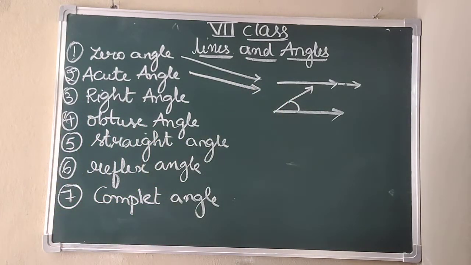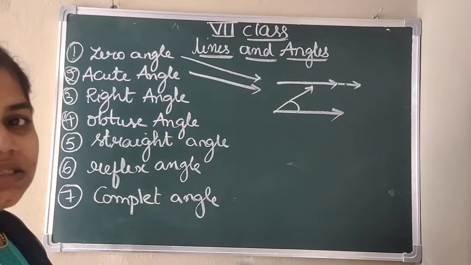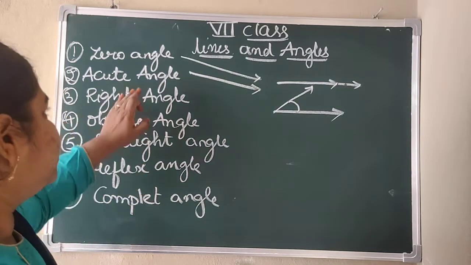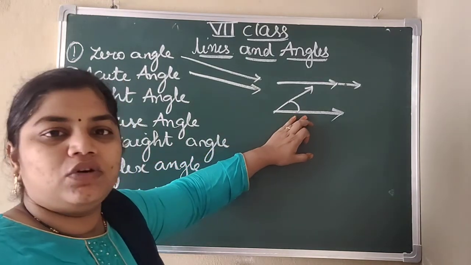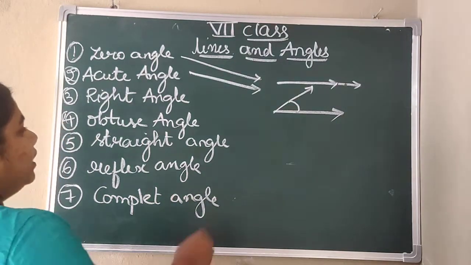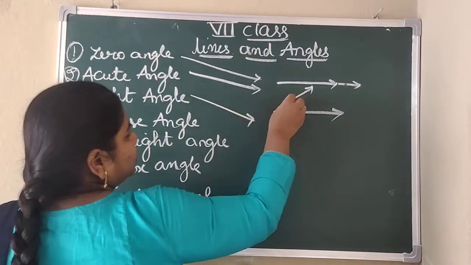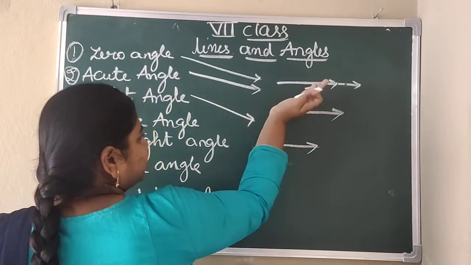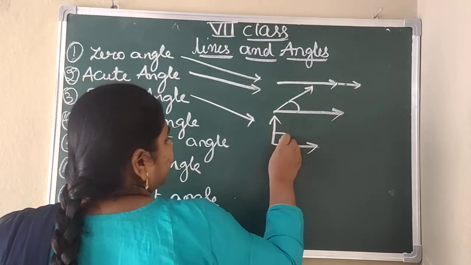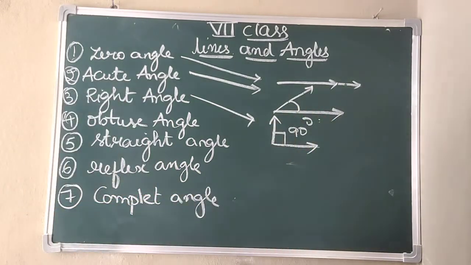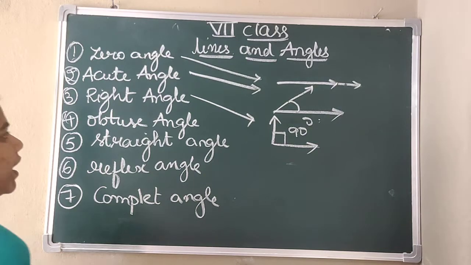So what is an acute angle? An acute angle is greater than 0 and less than 90 degrees. So that is called an acute angle. Next is the right angle. This ray has moved slightly like this, so it is a right angle. The right angle is exactly 90 degrees.